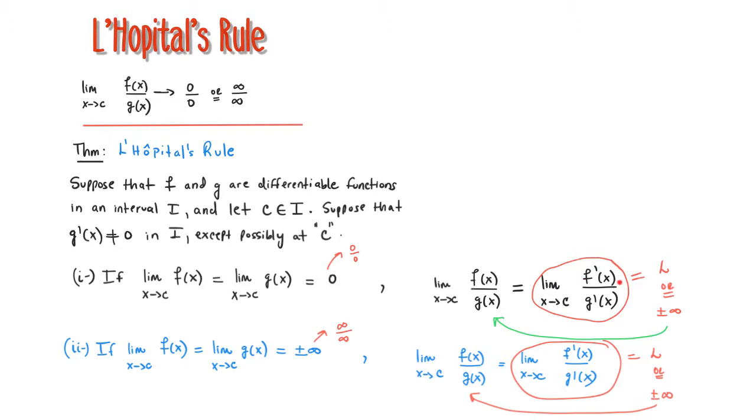If we find the derivative of f, the derivative of g, and that limit exists, maybe is equal to L, or maybe we get that it is equal to plus or minus infinity, then this conclusion will be the same for the limit that we were given, the original limit. So the limit of the quotient of the derivatives is equal to the limit of f of x over g of x.